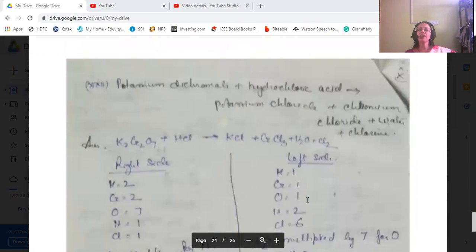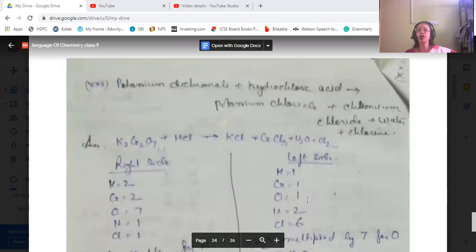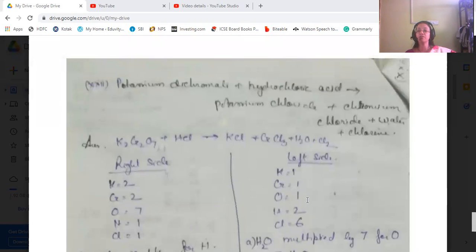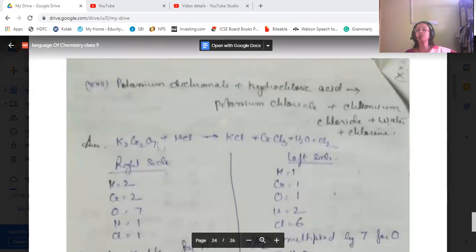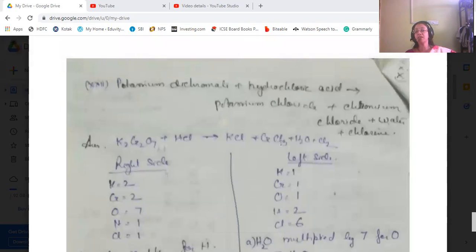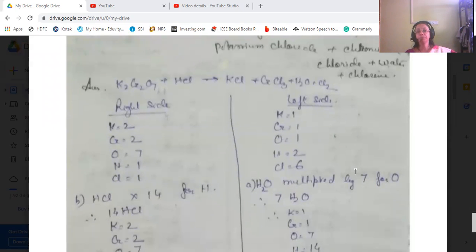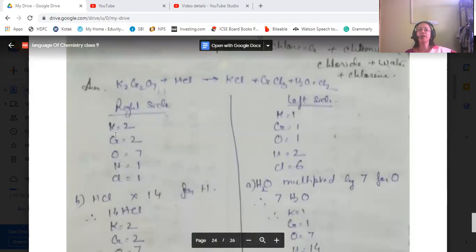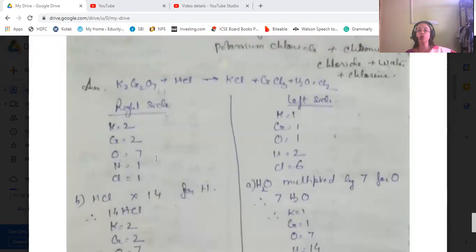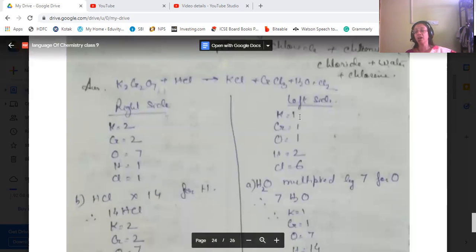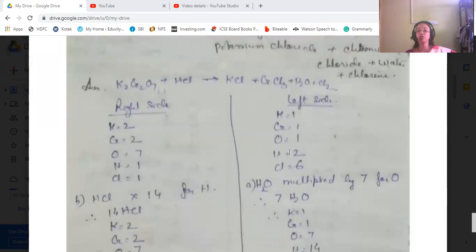Next equation is potassium dichromate plus hydrochloric acid gives us potassium chloride, chromium chloride, water, and chlorine. So K2Cr2O7 plus HCl gives us KCl plus CrCl3 plus H2O plus Cl2. So right hand side, K is equal to 2, Cr is equal to 2, O is equal to 7, H is equal to 1, chlorine is equal to 1. Left hand side, potassium 1, chromium 1, oxygen 1, hydrogen 2, chlorine 6.